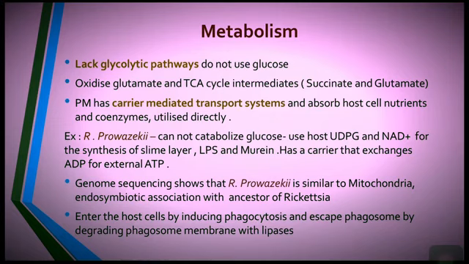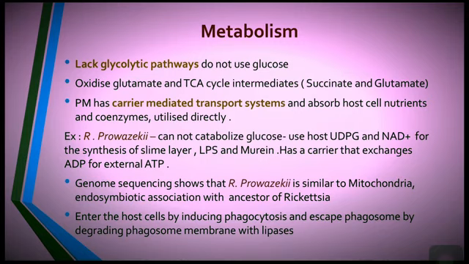And moving to the metabolism, the organisms are chemoorganotrophic. Usually they lack the glycolytic pathway and do not use glucose, but they are able to oxidize glutamate and TCA, tricarboxylic acid cycle, intermediates. The intermediates generated in the TCA cycle, such as succinate and glutamate, can be used and oxidized. As the plasma membrane has a carrier-mediated transport system, they absorb host cell nutrients and coenzymes and utilize them directly.